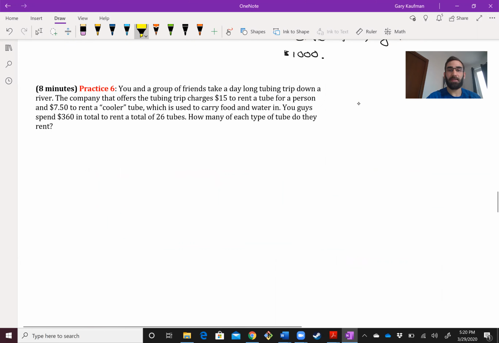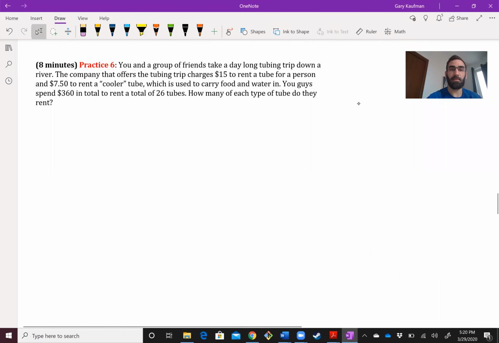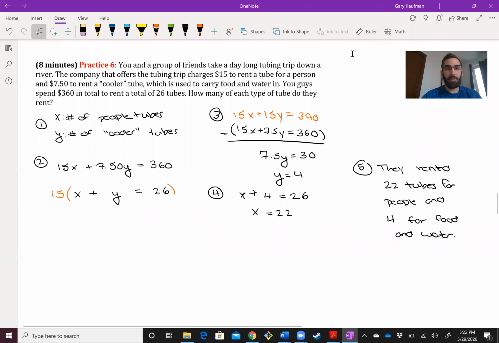Here is practice problem 6. Here is the answer to practice 6. I hope you're starting to see some structure between the types of questions that might appear, or the structure of the equations that you set up. Now I solved this by elimination. Doesn't mean you have to. You could have done this one by substitution. Both methods would have arrived at the same answer, that I have 22 tubes for people and 4 for food and water.